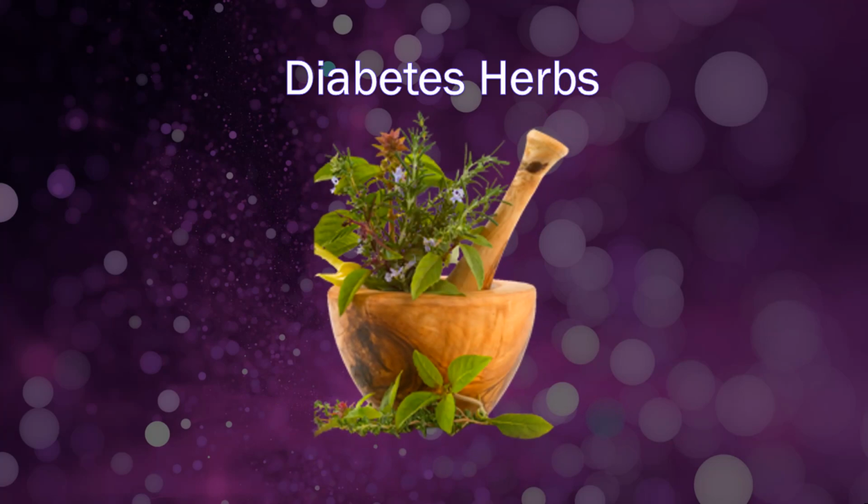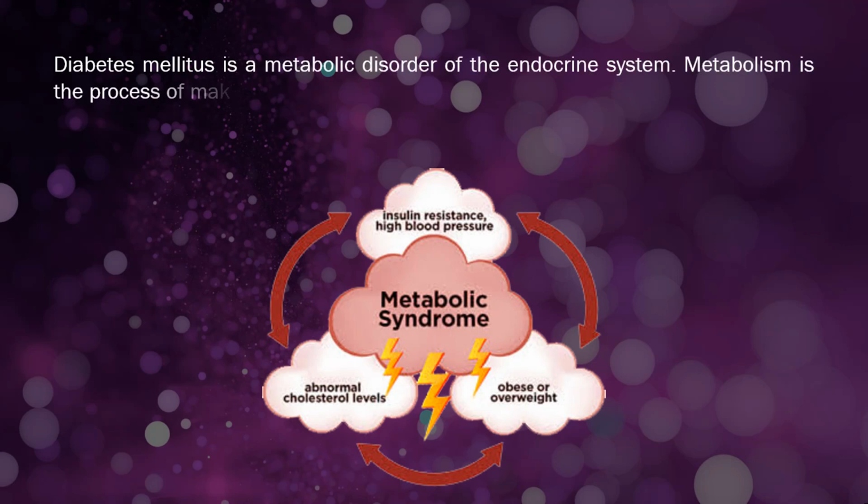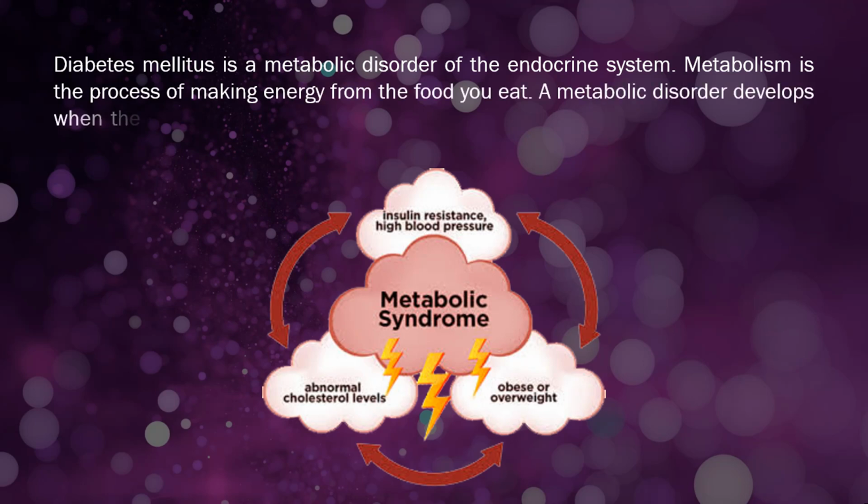Welcome to this video on diabetes herbs. Diabetes mellitus is a metabolic disorder of the endocrine system. Metabolism is the process of making energy from the food you eat. A metabolic disorder develops when there is any defect in this process.